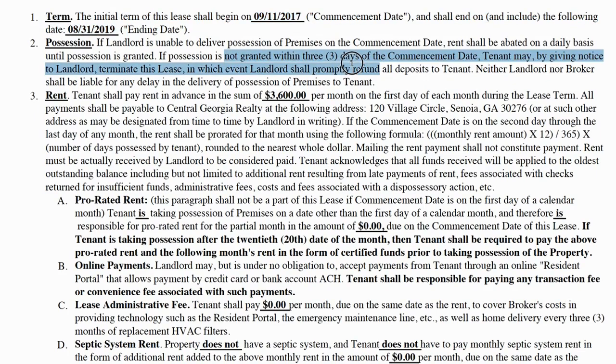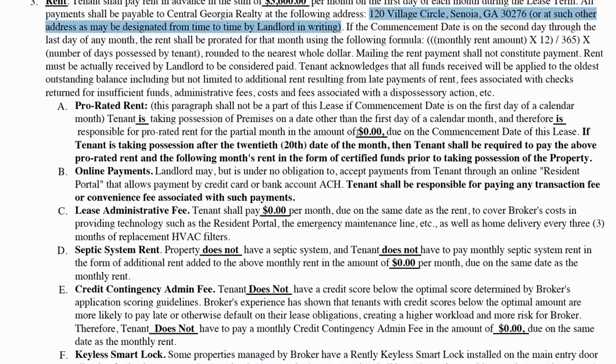Says we'll make sure we get possession to you within 3 days of the commencement date. Normally it's actually the commencement date itself, but just in case it says within 3 days, and if we don't, you can get your deposit back. Then you see your rent amount listed here. It has our address to send the rent, although you'll probably be paying online.